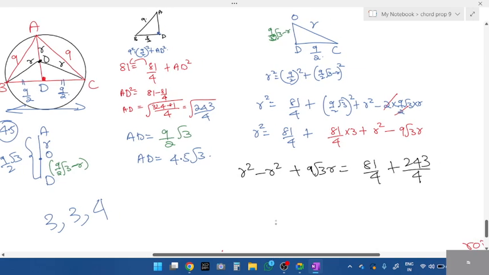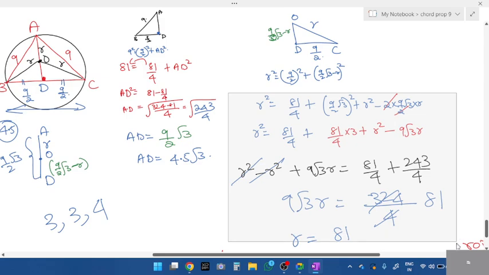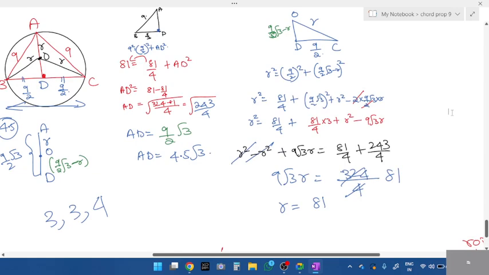Once is enough. R square gets cancelled. 9 root 3R is equals to, what's the LCM? 81 plus 243. How much is 81 plus 243? 324. Reduce 324. 81. What is R value? Bring 9 root 3 down. 9 root 3. How many times 9 goes? 9 ones are 9.